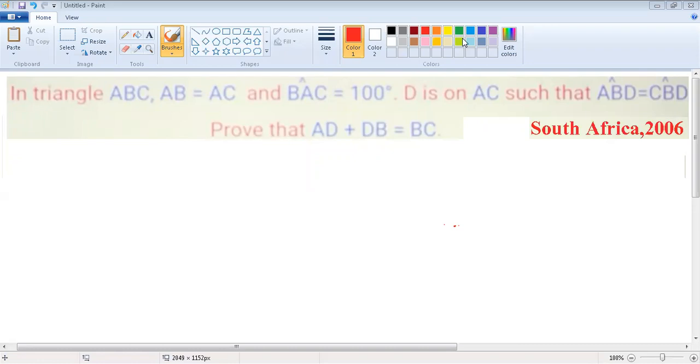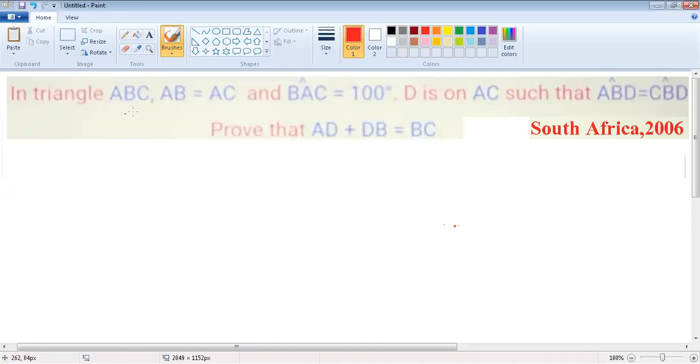First things first, I was unable to give a question on the technique of transferring the segments. So here is the question. You can think of this question as an assignment to the previous concept, the concept I taught in the video exactly one week before. This question is from South Africa 2006.